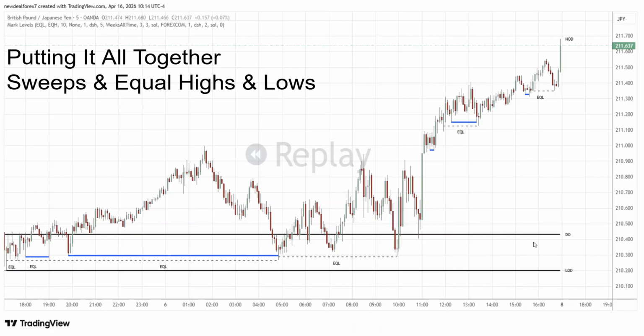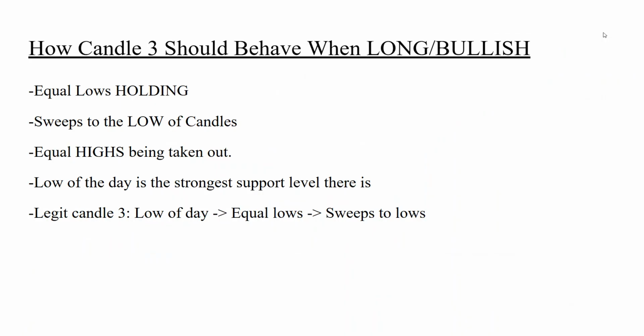So when we're looking at a candle three, which is bullish, step one is to see the low of the day. And then steps two and three are to see equal lows and sweeps to the downside, and then price continuing upward. As long as we see those three things working together, chances are you got a pretty good candle three to the upside, and opposite for the downside.